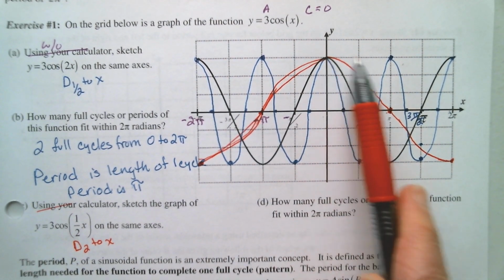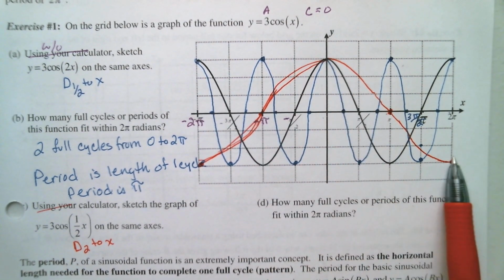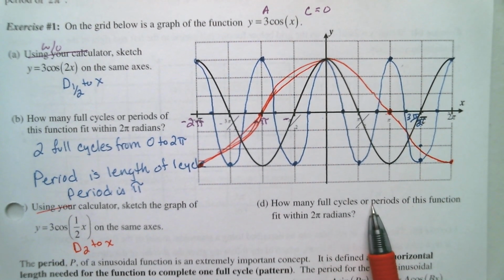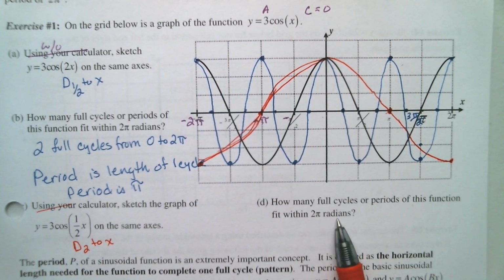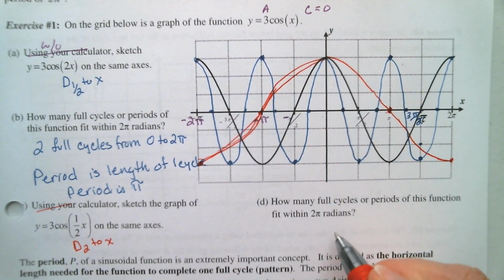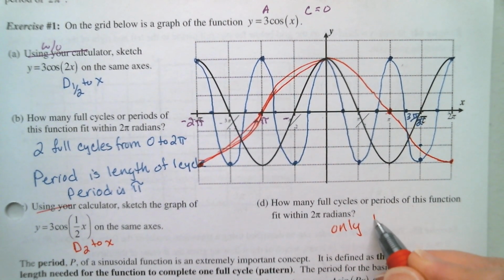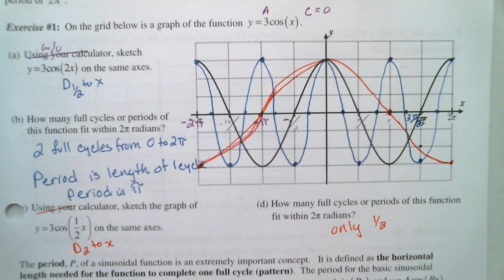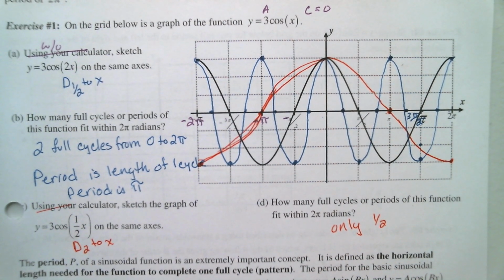So here from 0 to 2 pi, this is only half a piece of a cosine cycle. So how many full cycles or periods of this function fit within 2 pi radians? Only 1/2. Only half.